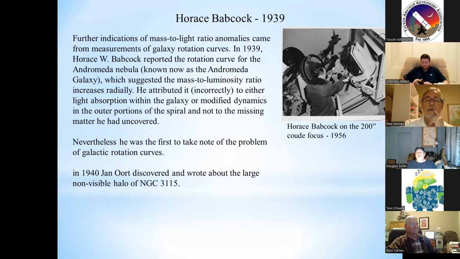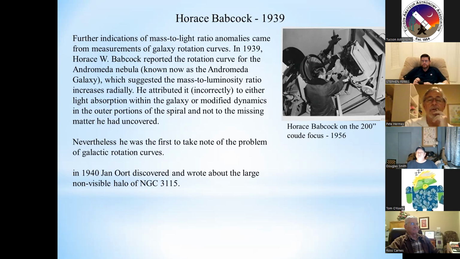And he came up with a mass to luminosity ratio that increased radially. That is, the farther away you got from the center of the galaxy, the more mass there was, which obviously seemed totally counterintuitive. When you look at the galaxy, you think all the mass is in the middle and the amount of mass falls off as you go out. He came up with the relationship that it actually increased as you moved farther away from the center of the galaxy.